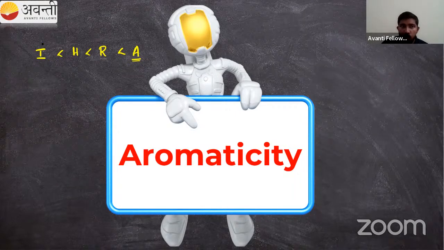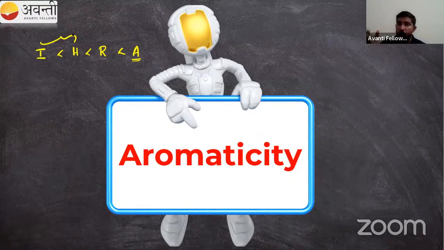Okay. In one molecule, if there is inductive and hyperconjugation, we have to go for hyperconjugation, that is more dominant. If one compound has inductive, hyperconjugation, resonance, then you have to check the resonance first. Okay, resonance and aromaticity. Aromaticity is more dominant. Okay, aromaticity. So what is this aromaticity?